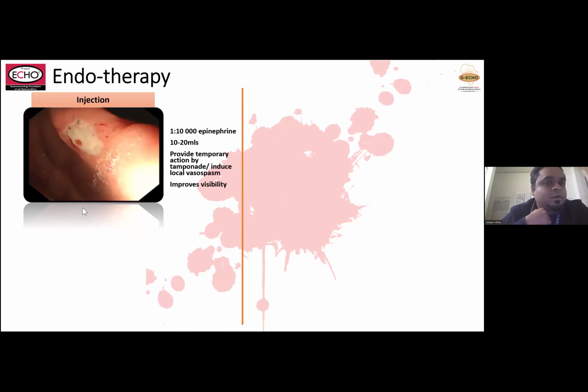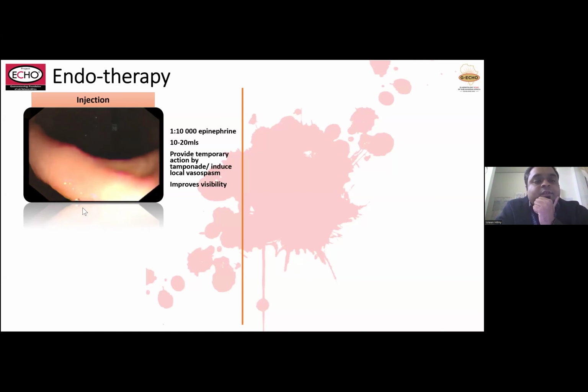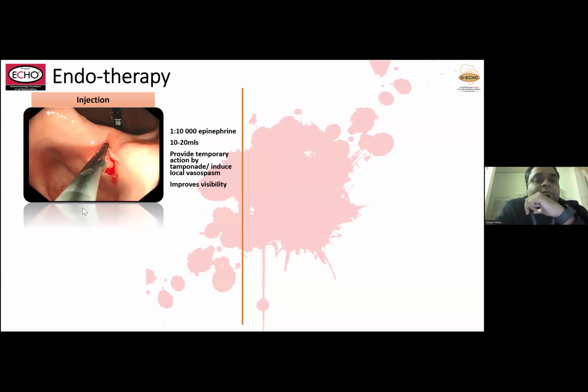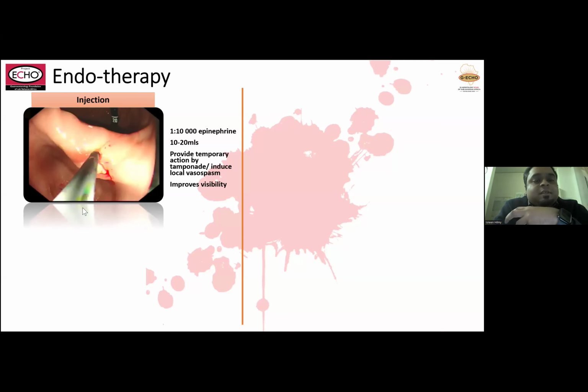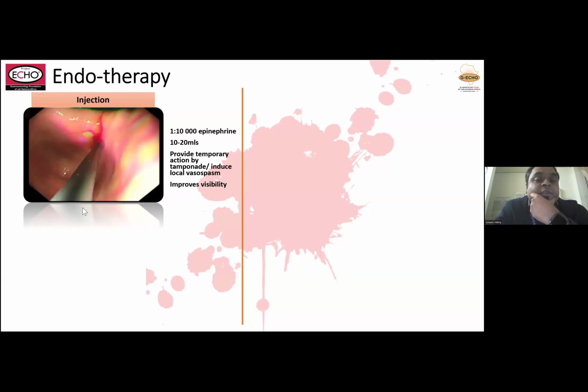Okay. So coming to endotherapy, we'll discuss each one by one. So we have injection. Normally we use the 1 in 10,000 epinephrine, and we inject around the ulcers, usually around 1 to 2 centimeters, 2 millimeters away from the bleeding point. What it does is it provides a tamponade effect, and it induces local vasospasm.